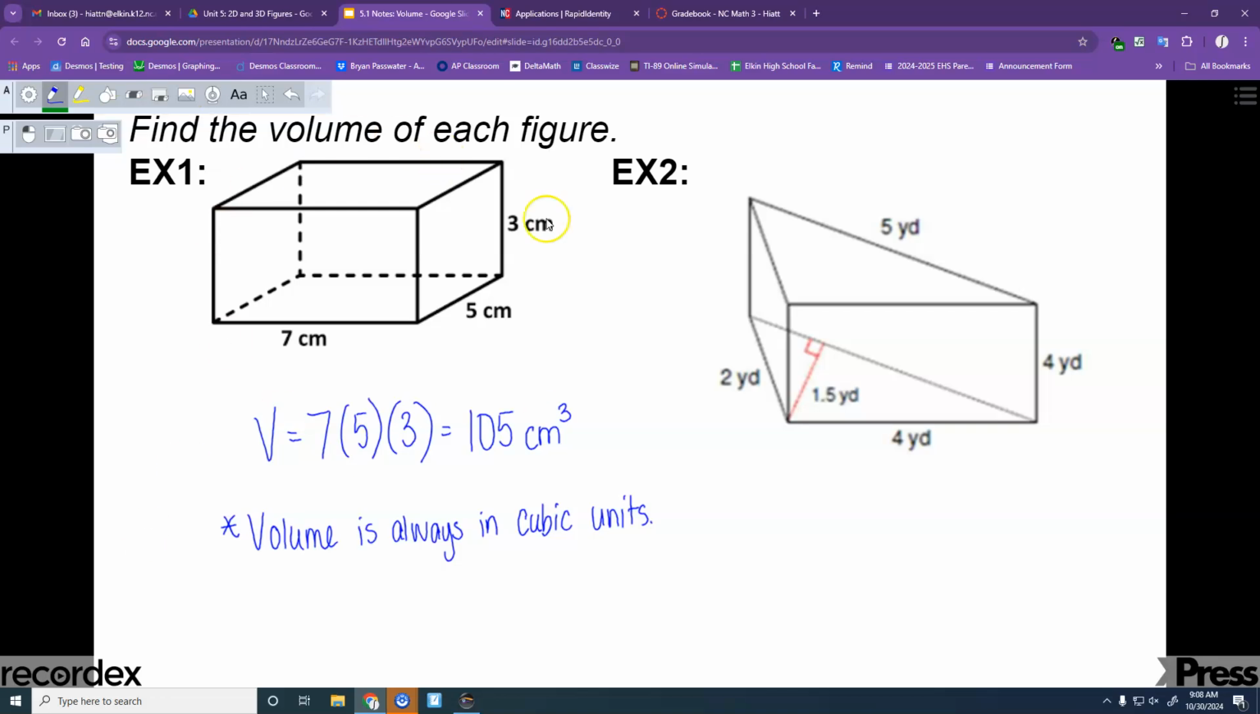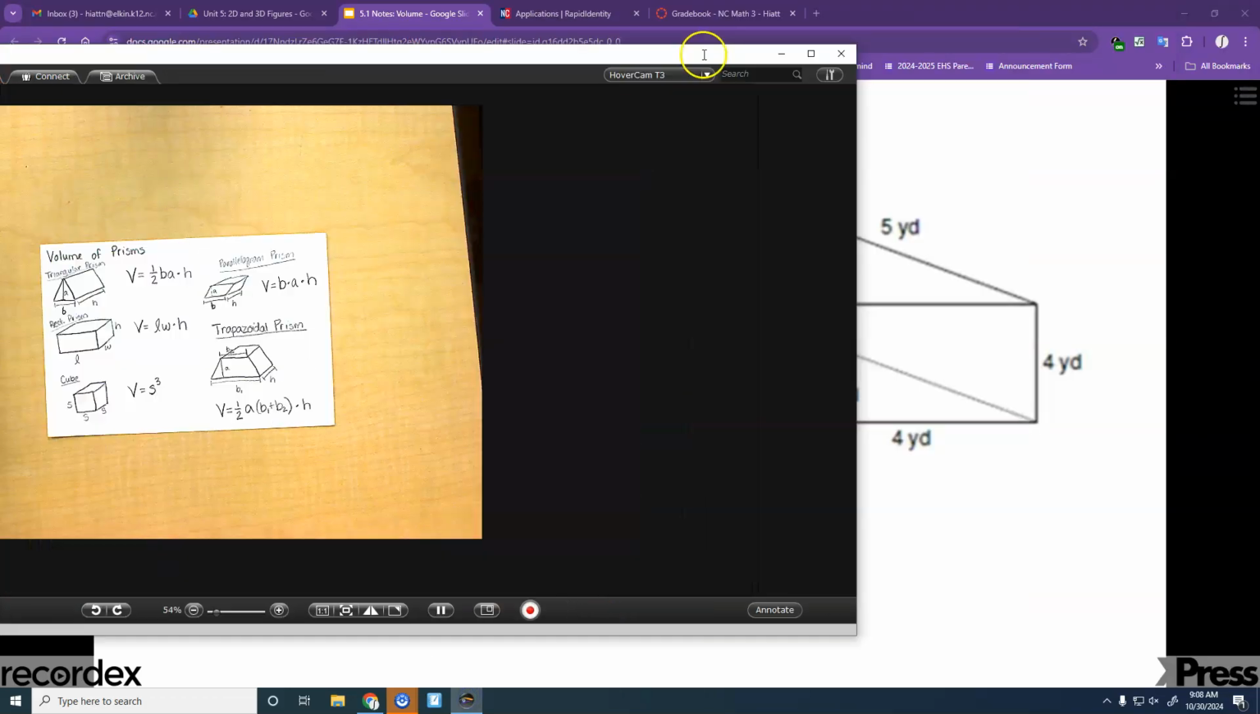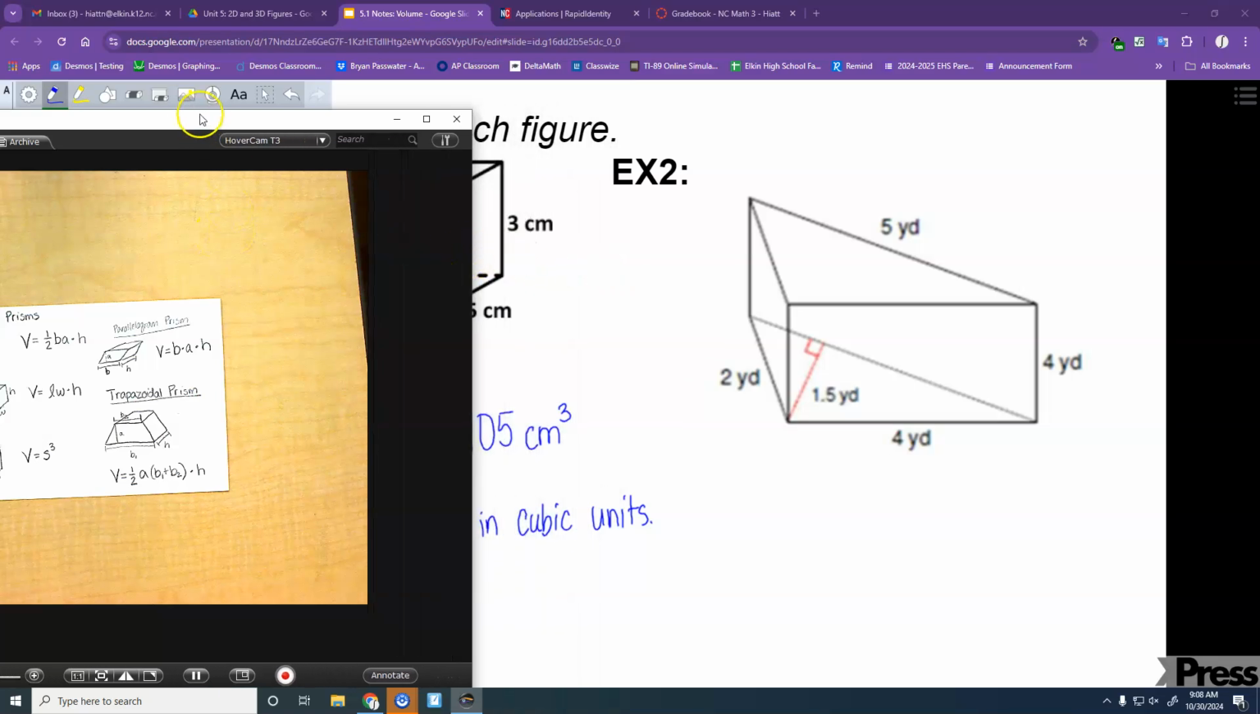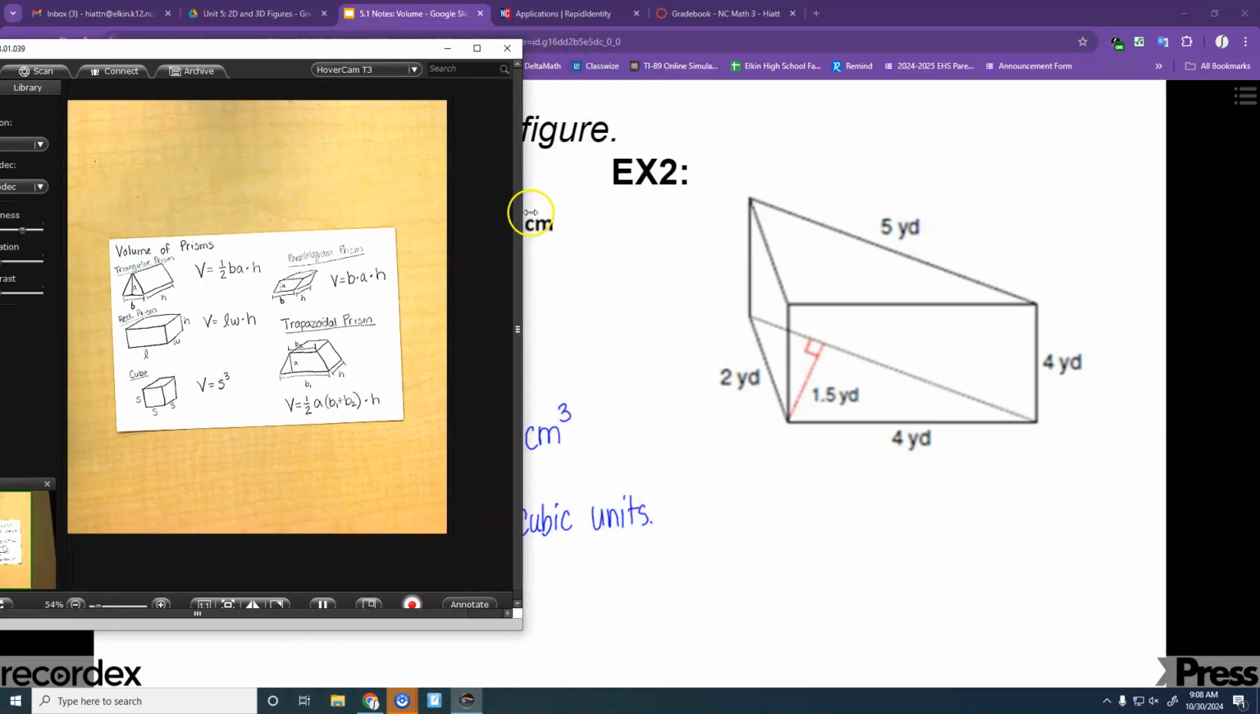All right, so some of the problems will be as simple as this, right? Length times width times height. Others, like number 2, are a little trickier to decide what numbers to use because they've given you a lot of information. First of all, the first thing you have to do when you're doing a volume problem is figure out what type of formula you're going to even use, right? So if we look at our note card over here, let's move our note card over here.